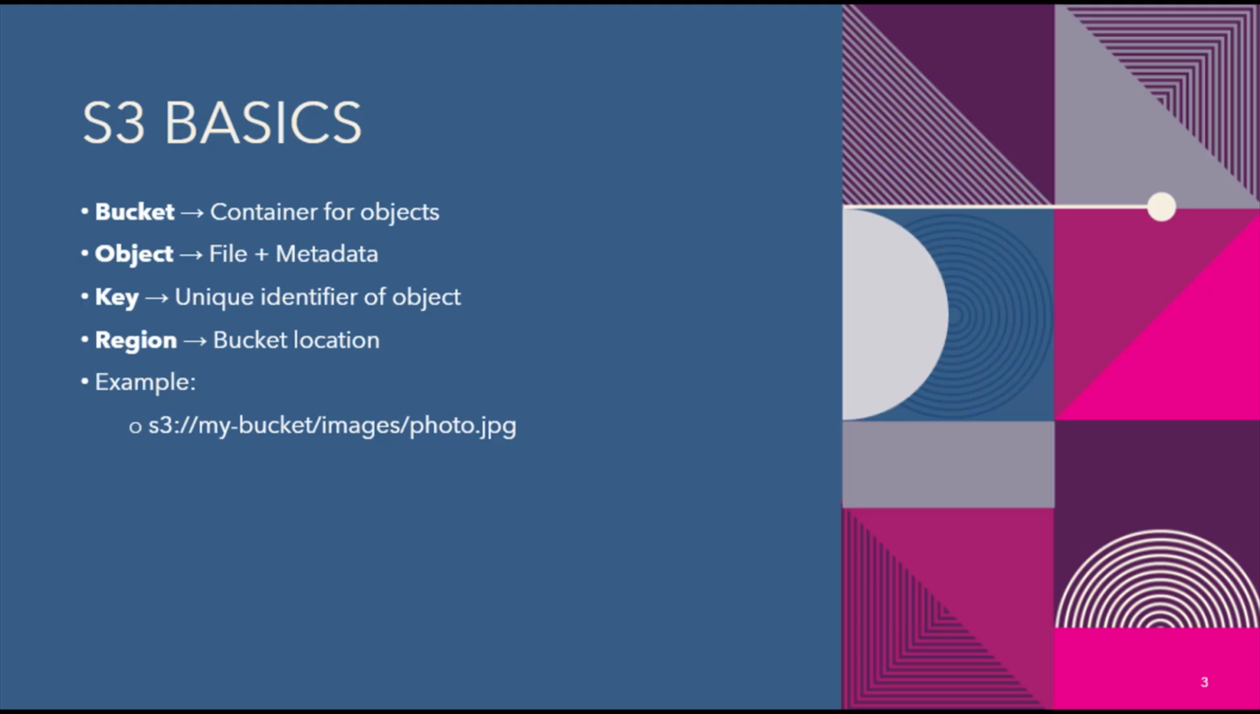S3 Basics. To understand S3, we need to know a few basic terms. A bucket is like a container that holds your data. An object is the actual file along with its metadata. Each object has a unique key, which acts like its path or identifier. And finally, every bucket is created in a specific AWS region.